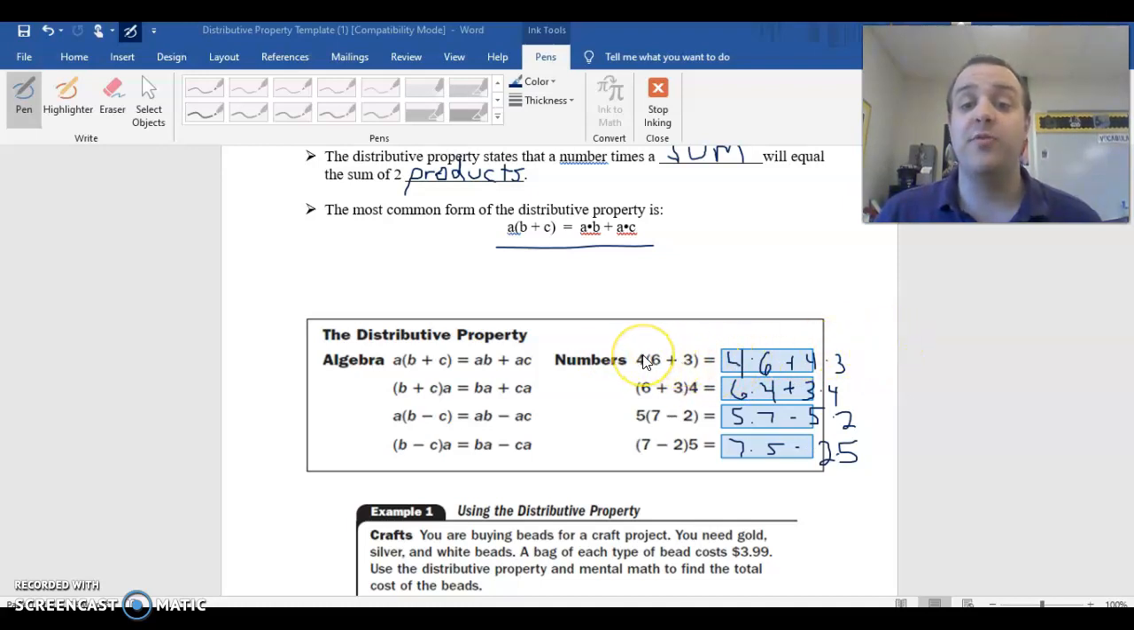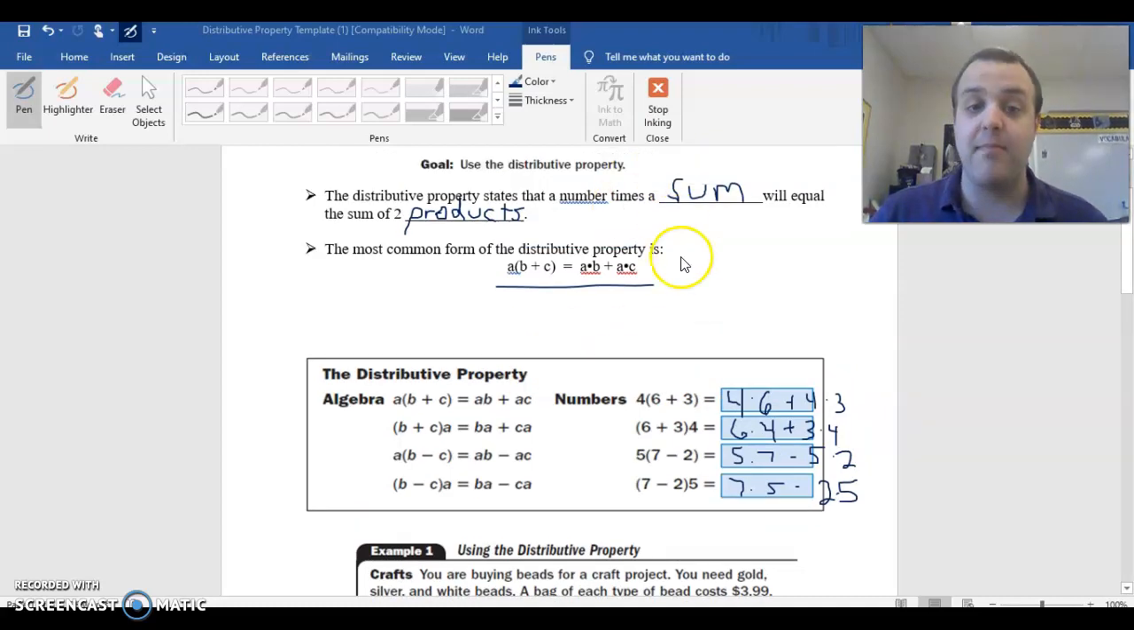Or when they go to multiply, they'll do 4 times 6 and forget to do the 4 times 3 and actually have that 4 get multiplied by everything and distribute. So I've come up with a way to help students remember that, and I call it the double rainbow.